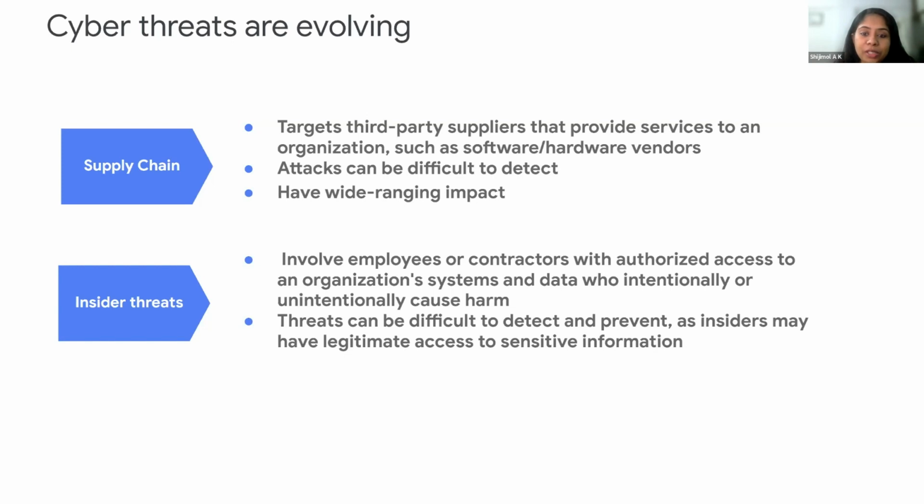Insider threats. This is a very nuanced form of attack, wherein employees or contractors, people with authorized access to organization data, use that access to intentionally or unintentionally cause harm to your environment. Okay, so that is the insider threat. That means these threats can be difficult to detect and prevent.